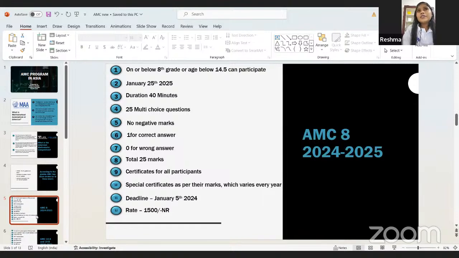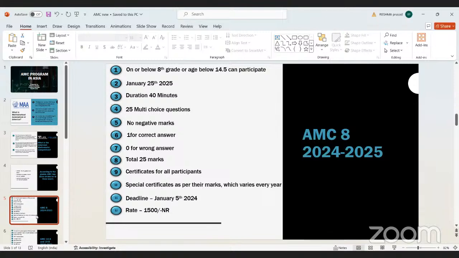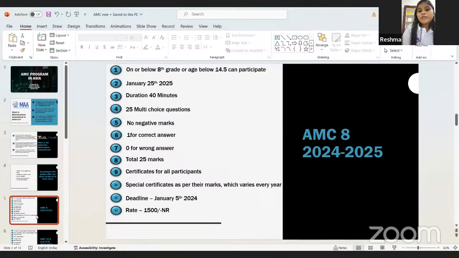But the achievement certificate is only for the students who are in 5th and 6th grade, because even though they are in 5th and 6th, they are able to solve the questions of 8th grade. So that's why we are giving the achievement certificates to the AMC 8 students from the 5th and 6th grade. And it is not for all the 5th and 6th grade students, but only those who are getting marks equal to or more than 14.